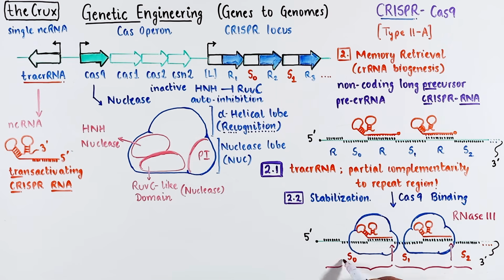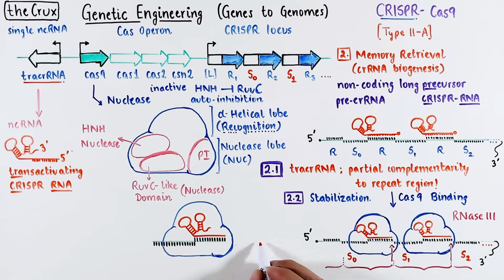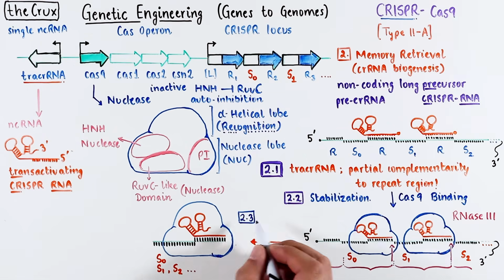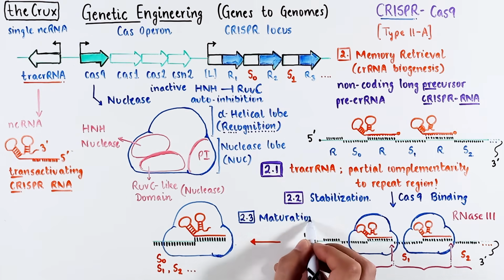Meaning that each Cas9 RNP now carries one specific spacer. This spacer can be S0 if it comes from this chopped part, it could contain S1 if it's from this portion, and S2 from the next one, and so on. This digestion by RNase 3 is the start of a maturation step.